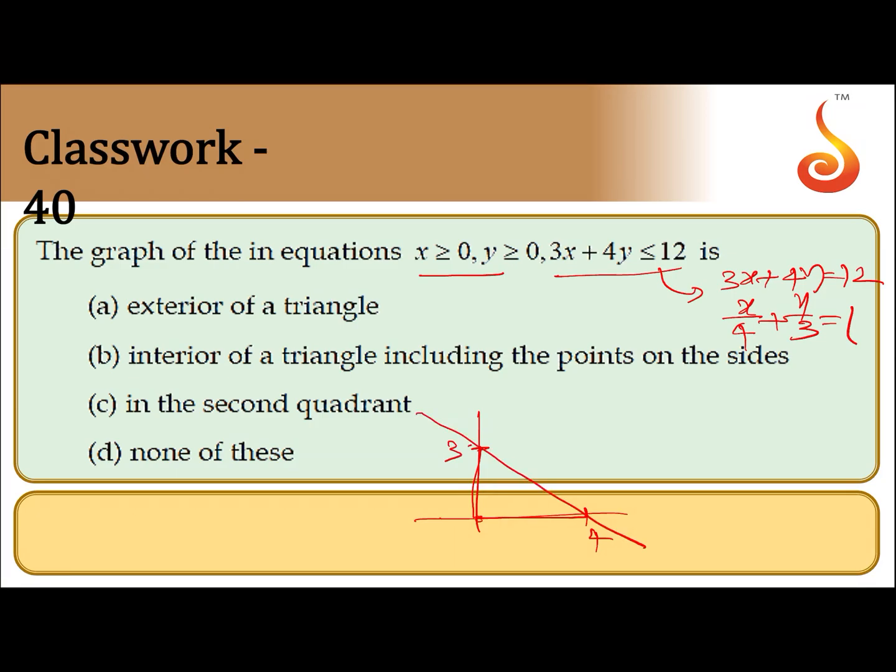When I substitute 0, 0 in this inequality 3x plus 4y less than or equal to 12, I get 0 less than or equal to 12, which satisfies the condition. At the same time x must be positive and y must be positive, so the answer is nothing but this region: the interior of the triangle including the points on the sides. So the answer is B.